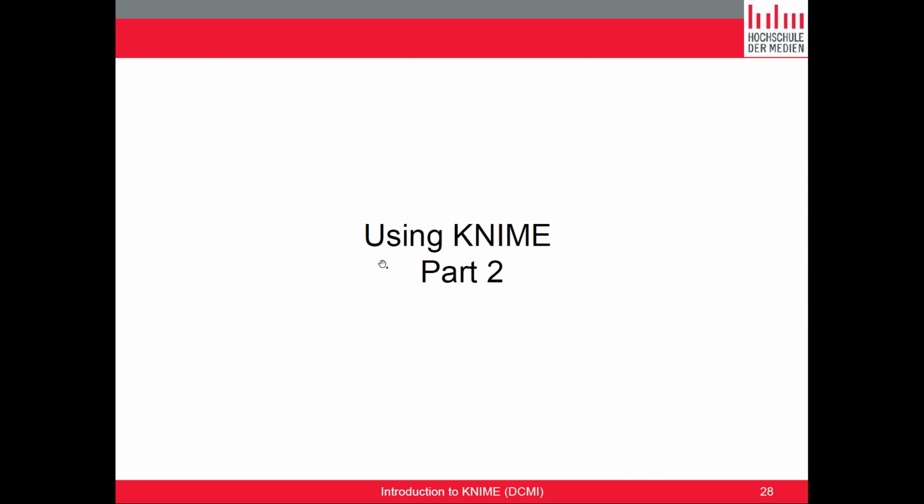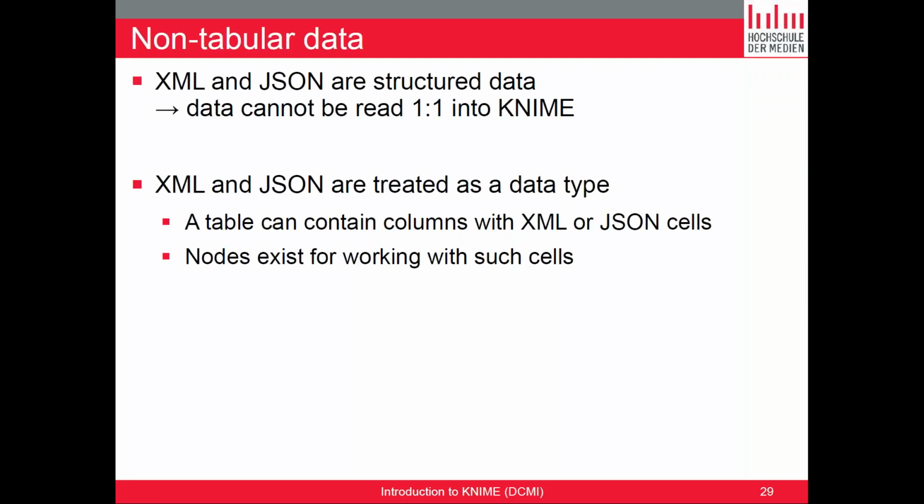I have a few more minutes, and I just would like to give you a first overview of what you would do with non-tabular data. XML and JSON are the examples we would like to talk about. They are structured data. They can form trees and very complex data structures which cannot be read one-to-one into KNIME.